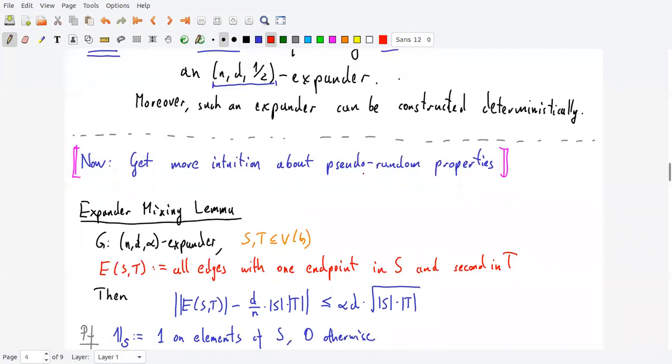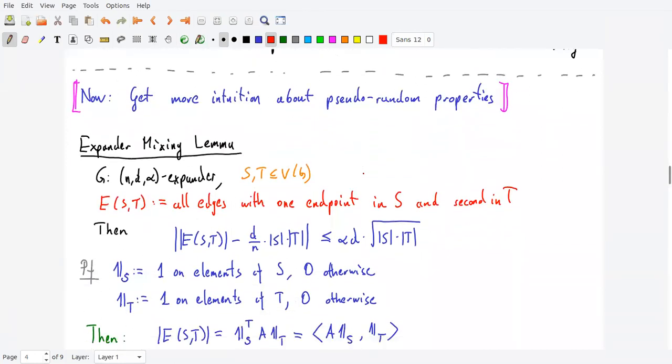Good. Okay, so let's then go to some pseudorandom properties of expanders. The first property that I would like to show you is something called the expander mixing lemma. This tells you about the pseudorandom behavior of edges in an expander. So imagine that you've got an (n, d, alpha) expander, and you've got two subsets of vertices. Let's think for now that they are disjoint. They do not need to be disjoint in the proof, but let's say that they are disjoint for simplicity of thought. Good. So these are two subsets of vertices.